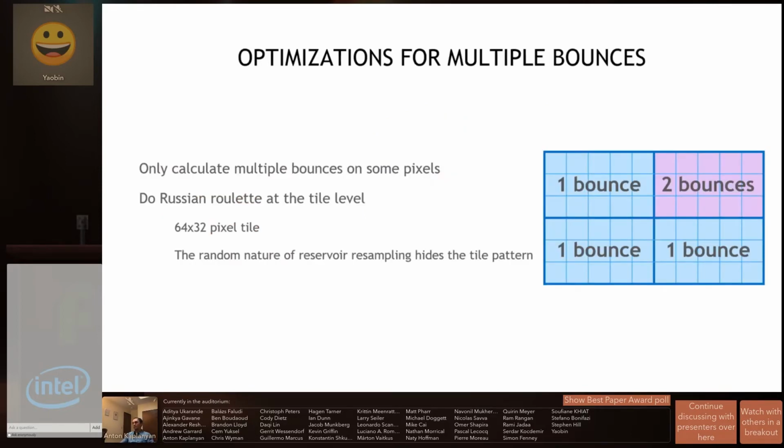Another thing is about performance. In practice, multiple bounces are costly, but with the use of ReSTIR GI, we can trace multiple bounce rays only in some pixels. Furthermore, in our GPU implementation, in order to reduce thread divergence, we perform Russian roulette at the tile level. The tile pattern can be hidden well because only part of the new samples will get chosen by temporal reservoirs, especially since we also borrow samples from neighboring tiles.